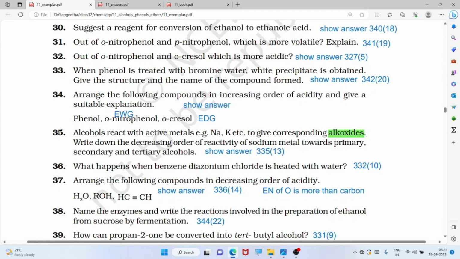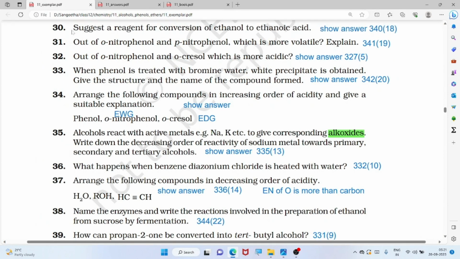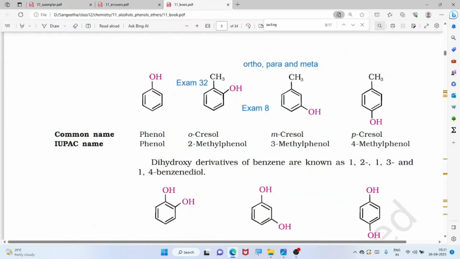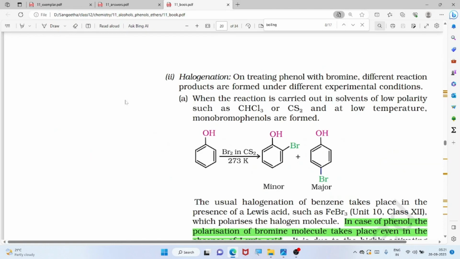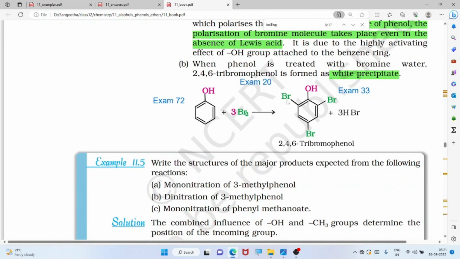When phenol is treated with bromine water, white precipitate is obtained. Give the structure and name of the compound formed. This is the structure after the bromination of the phenol. Tribromophenol is the name. Okay, tribromophenol.